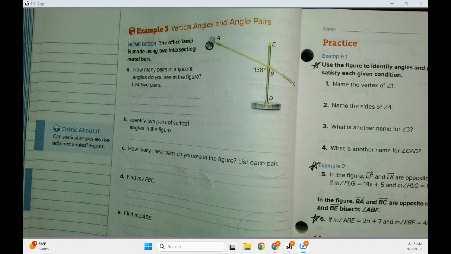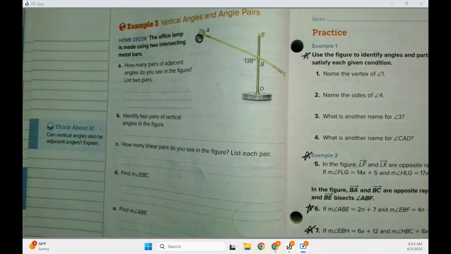First it says, how many pairs of adjacent angles do we have? It says list 2, but let's think about how many different ones we have. You guys tell me. How many different adjacent angle pairs do we have?